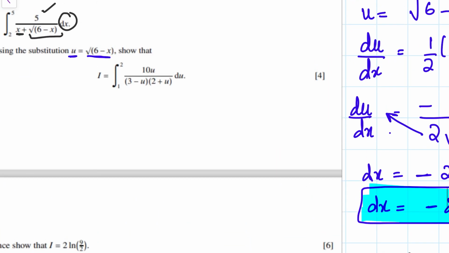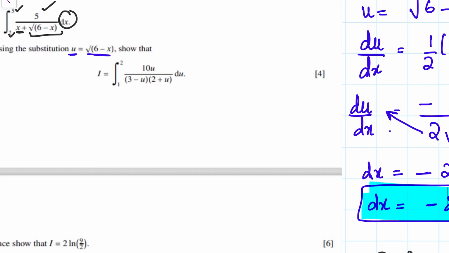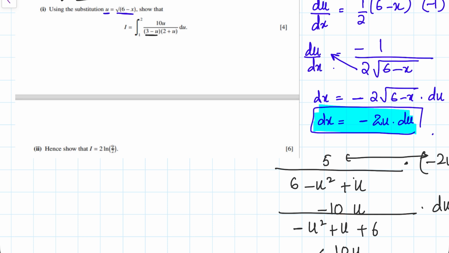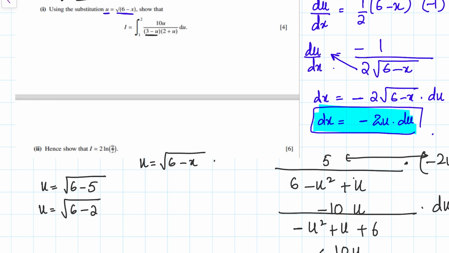Now, they've also given us limits, 5 and 2, and we need to also change the limits. And there's a problem. There's a 3 minus u. Let's learn how to change the limits. So u is equal to square root of 6 minus x. So u is equal to 6 minus 5, and next we have 6 minus 2. So we get 1, square root of 4, we get 2.